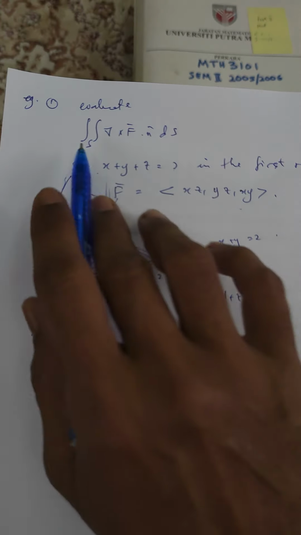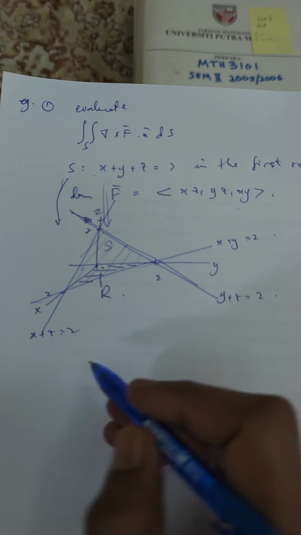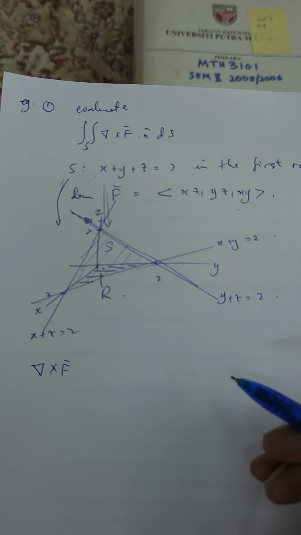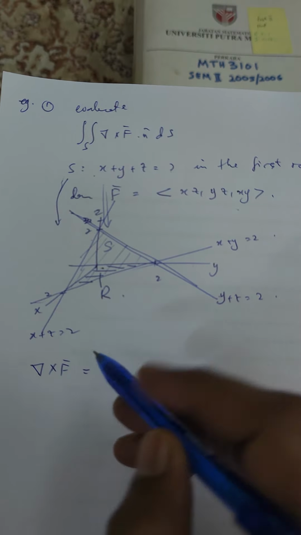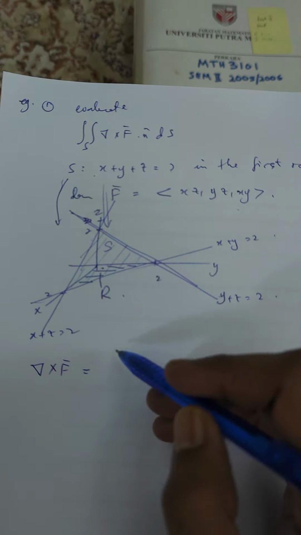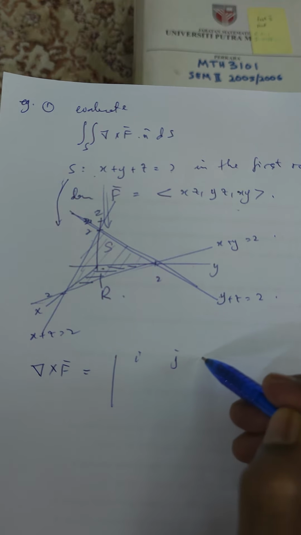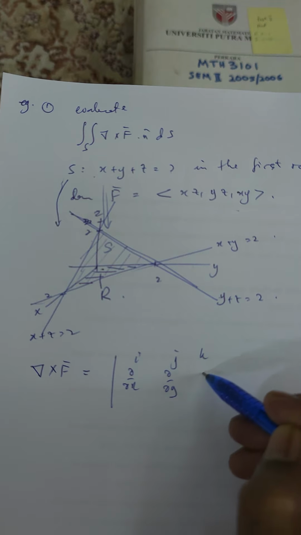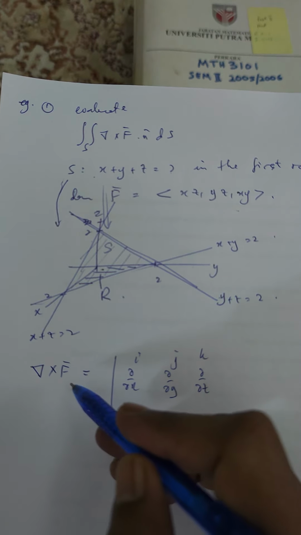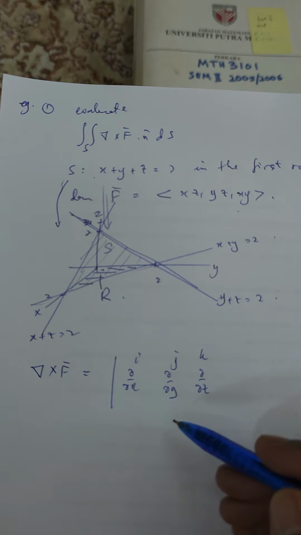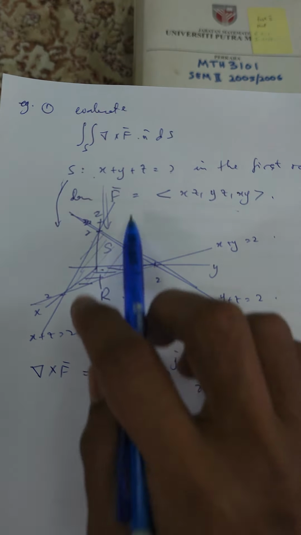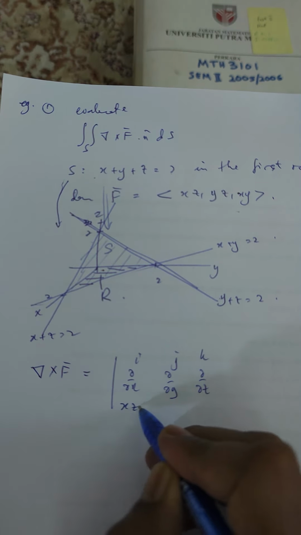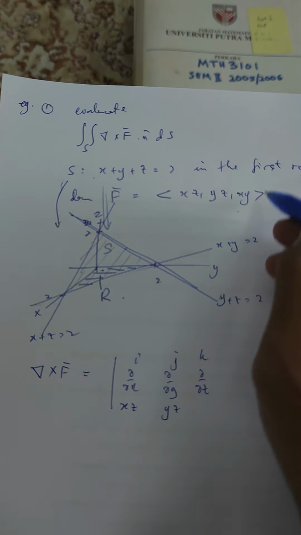to evaluate this integral. So just fill up all those things, curl f. All right. We have how to do this thing. I think i, j, k. We have del del x, del del y, del del z, and f. Where is our f? Here. So we have xz, yz, and xy.